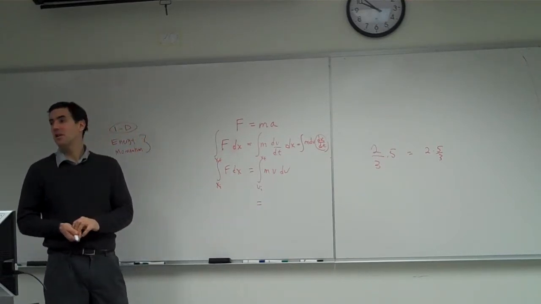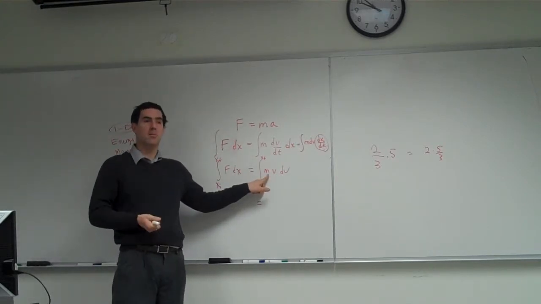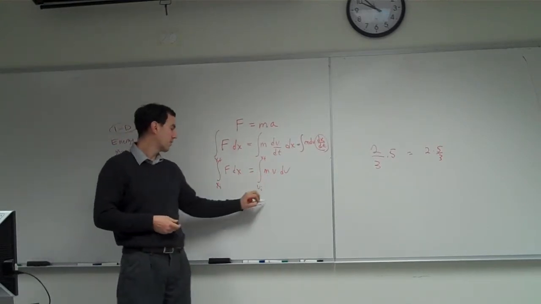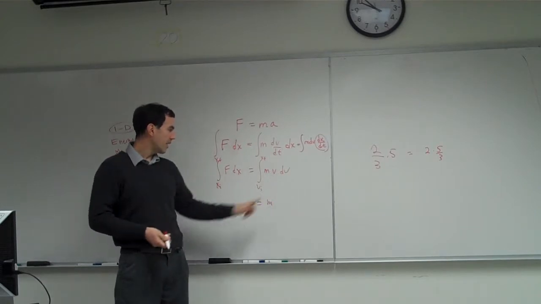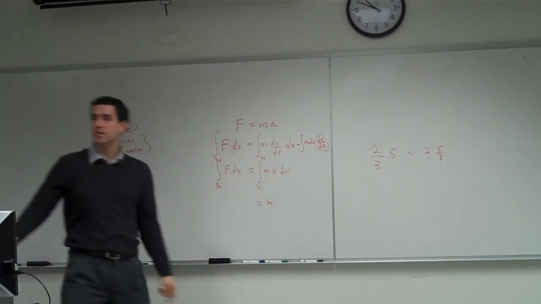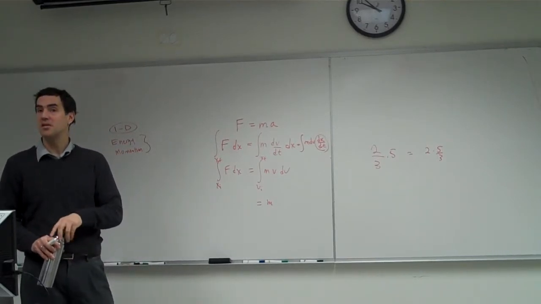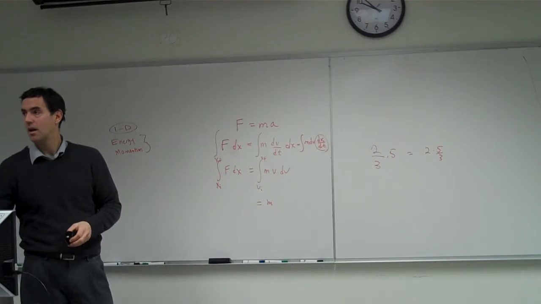The mass is typically a constant. It's not changing throughout the problem, so we can pull that outside of the integral. And I get the integral of v dv. The integral of v to what? v squared over 2. I plug in my limits, and what do I get?